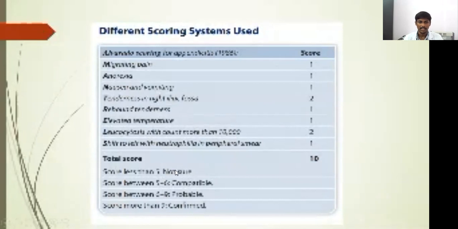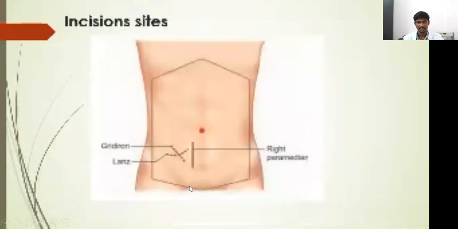Score less than 5, appendicitis is not likely. Score between 5 to 6, compatible. Score between 7 to 9, probable. Only if the score is more than 9, it is confirmed appendicitis.